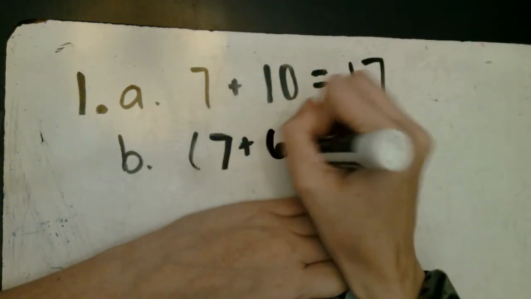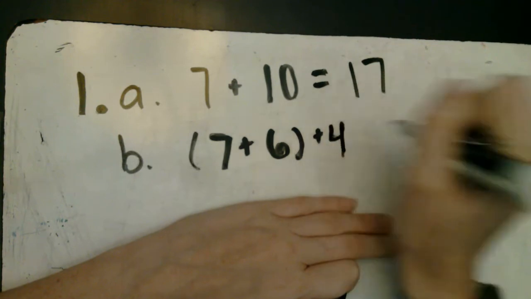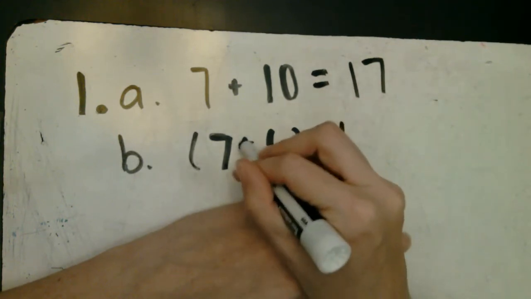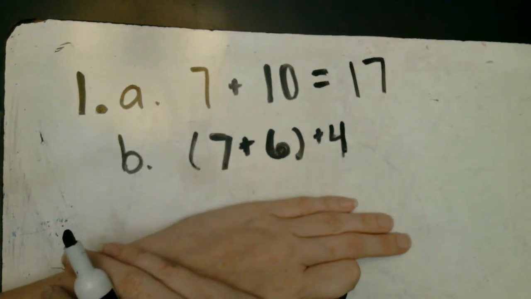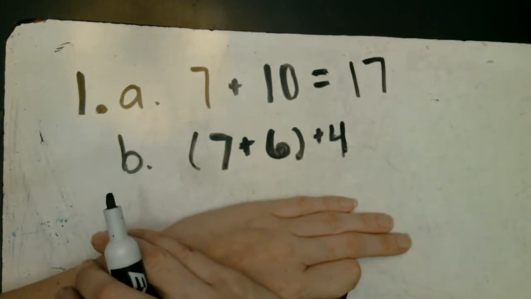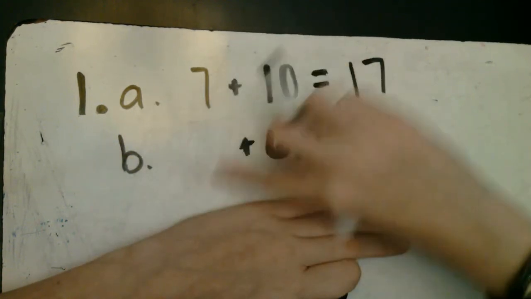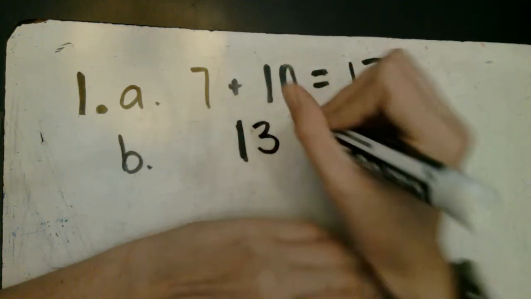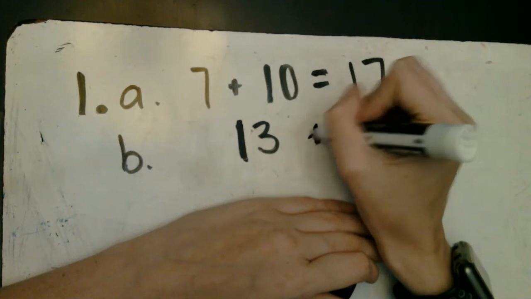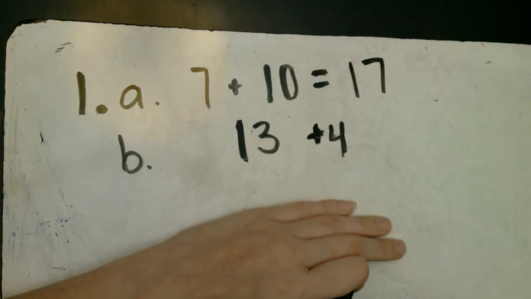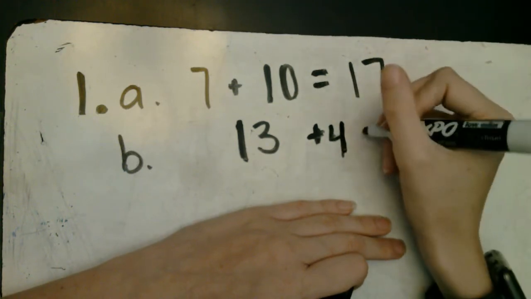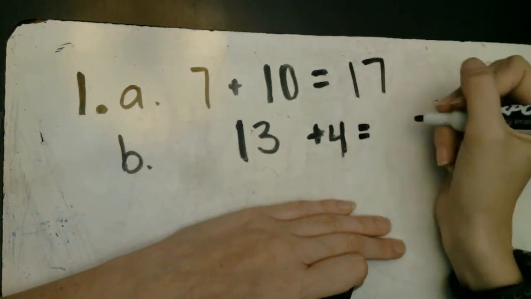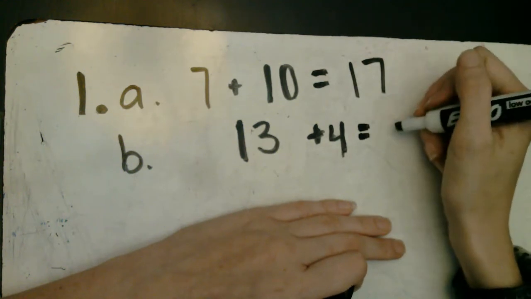Now let's look at the same problem. It has the same factors in it. But the parentheses are now around 7 plus 6. So let's start with 7 plus 6. What is 7 plus 6? Good. 7 plus 6 is 13. I'm going to rewrite 7 plus 6 is 13. And we leave the plus 4 because we haven't used it yet. What's 13 plus 4? Everybody shout it out in 3, 2, 1.